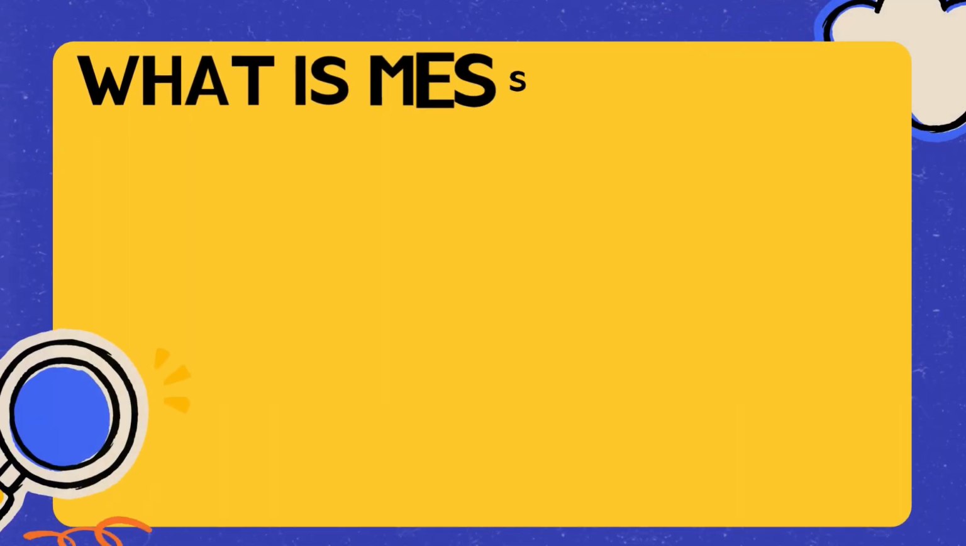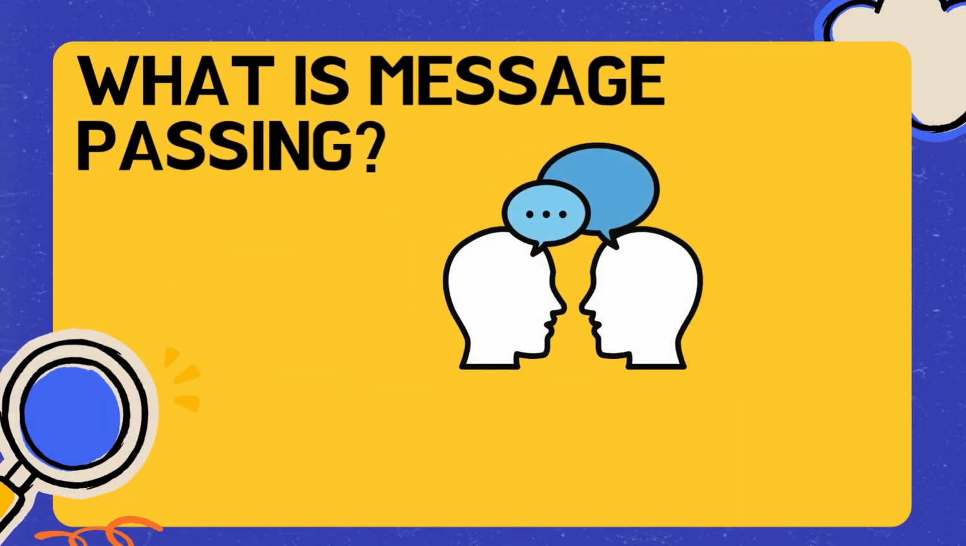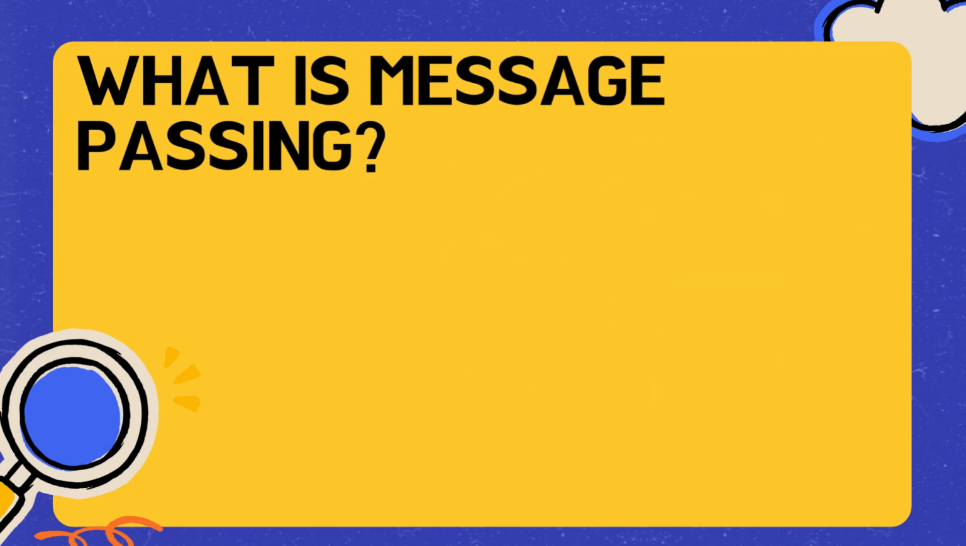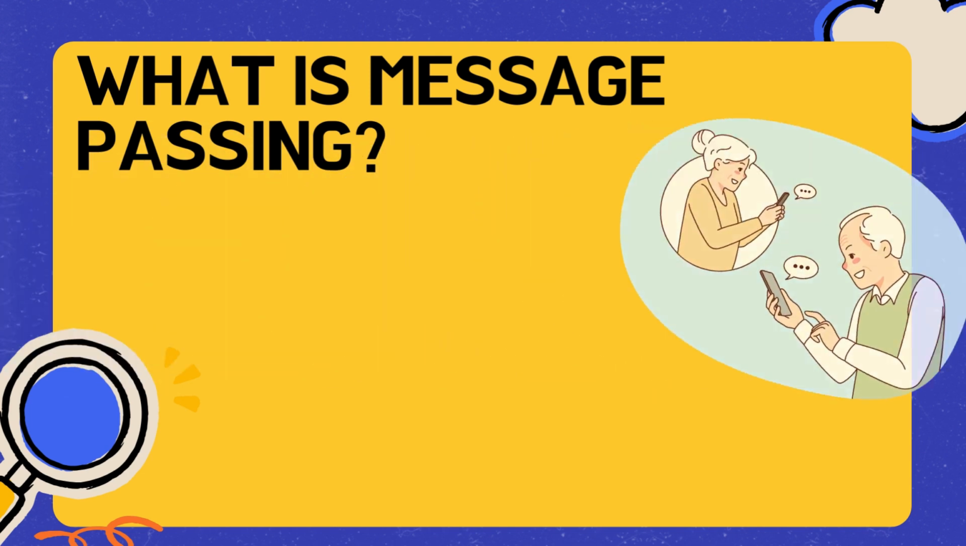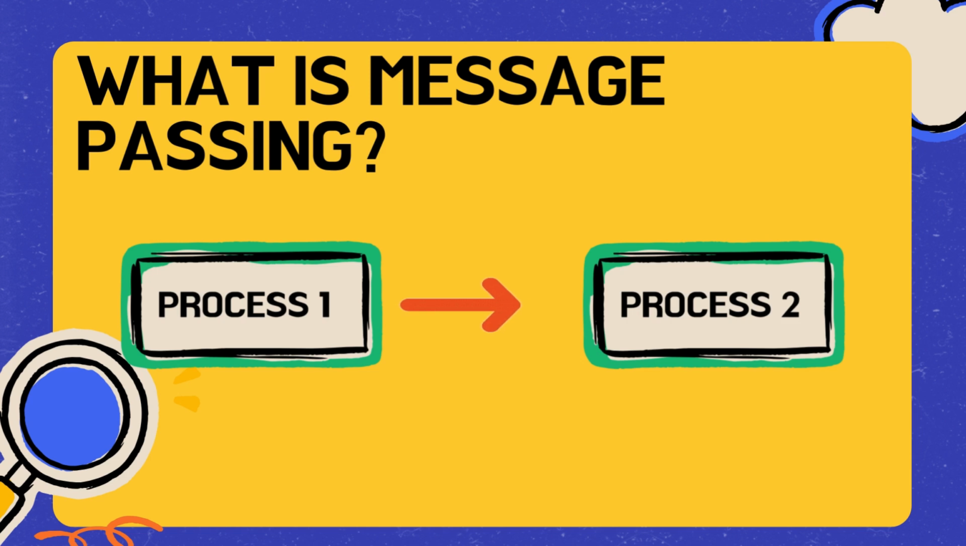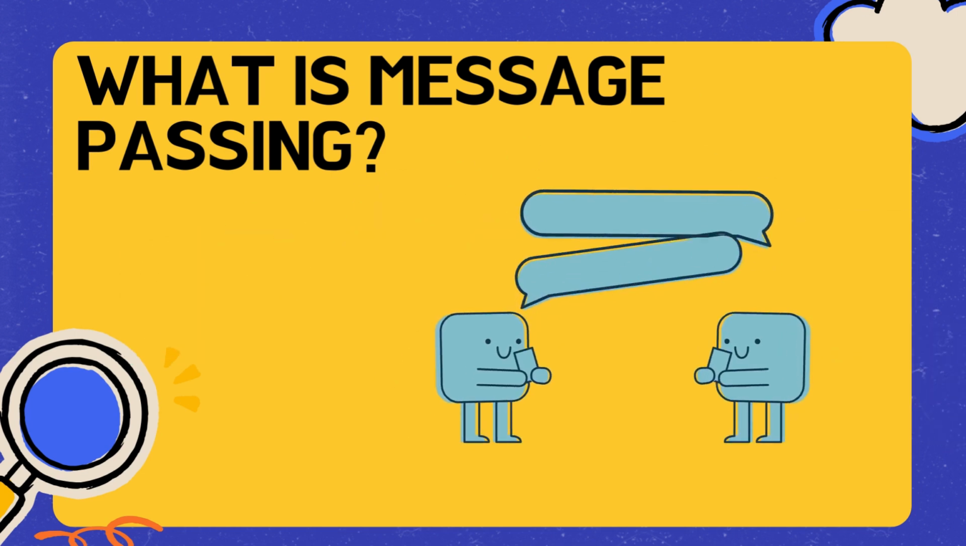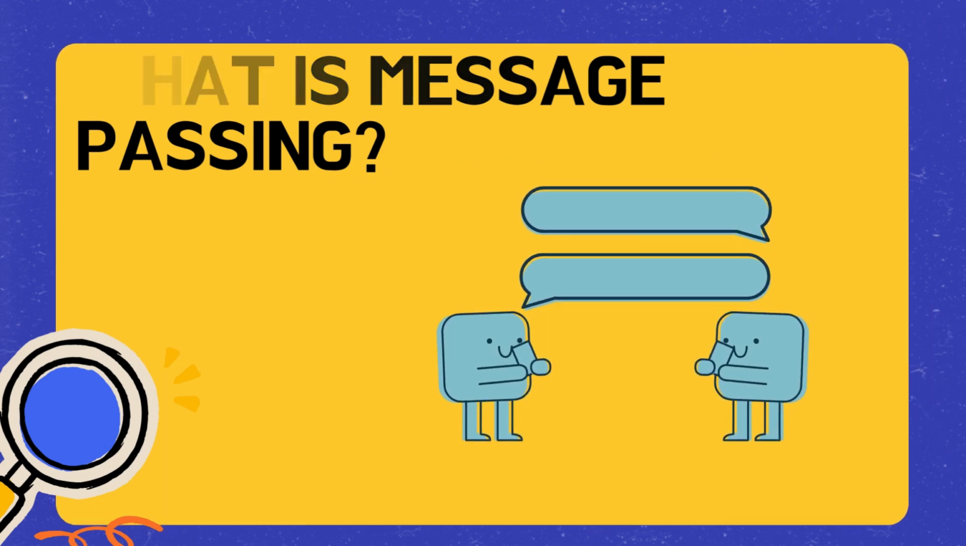What is message passing? Imagine you have two friends who want to exchange information. They can't directly access each other's brain, so they need to communicate through messages. In computing, message passing is similar. Processes can't directly access each other's memory, so they exchange messages to communicate and synchronize their actions.